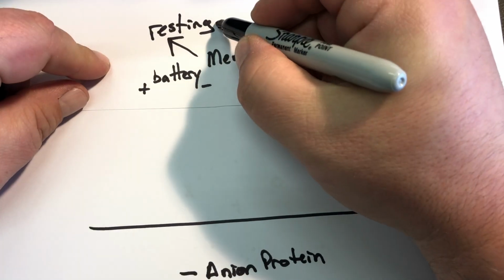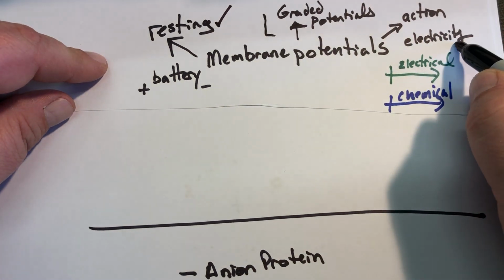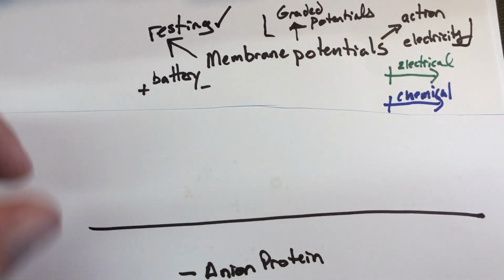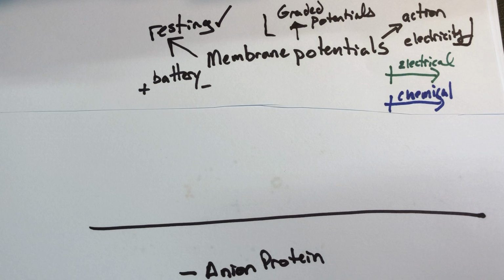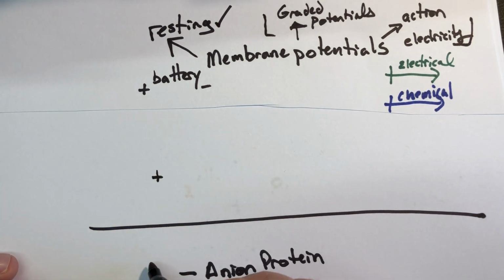So we just did a resting potential. So now we're going to just talk about graded and action potentials. Just to set up that resting potential again, to get to a resting potential, we need a positive terminal outside of the cell. We need a negative terminal inside the cell.